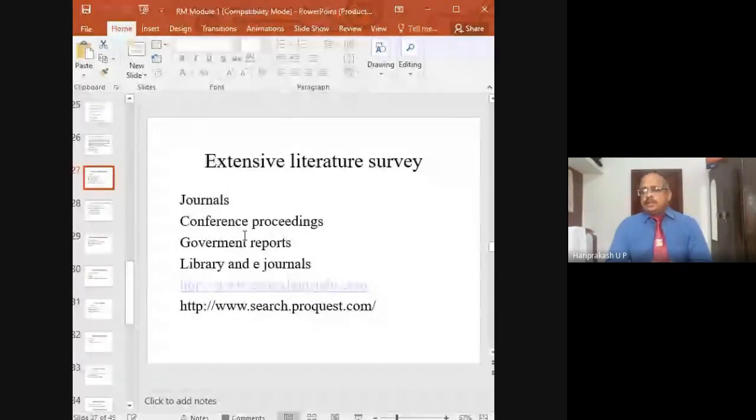And government reports. Government also publishes various data and statistics related to their particular area. So that can be referred. Literature survey means you have to go through the existing literature on the particular area which you are interested in, which you want to study. So that is extensive literature survey.